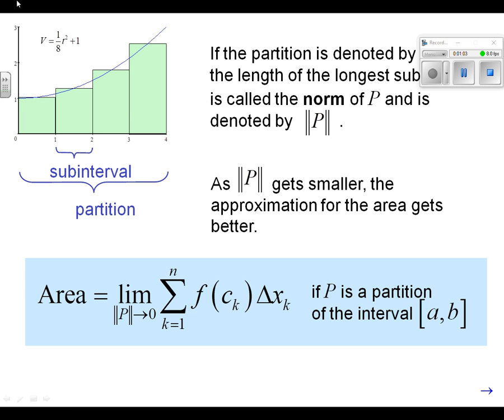So what's going on is this big messy stuff right here. This is saying that the exact area, so it says equal, right? It's not approximately, is a limit. So this means the norm of P, the widest subinterval, is this number. Okay, it's called the norm of P.